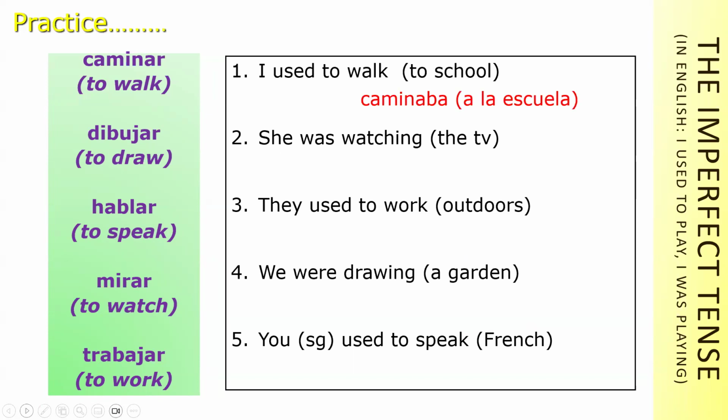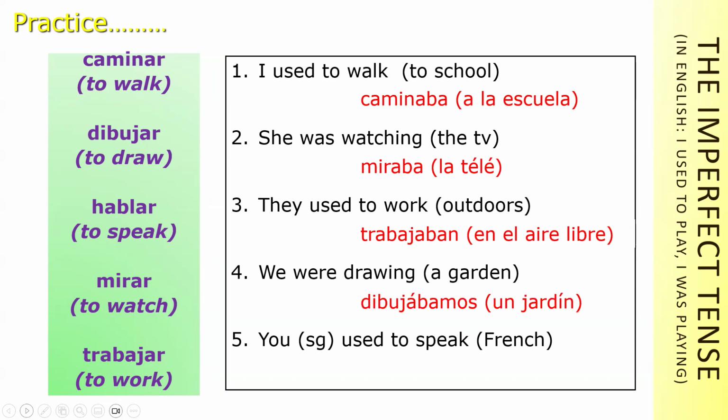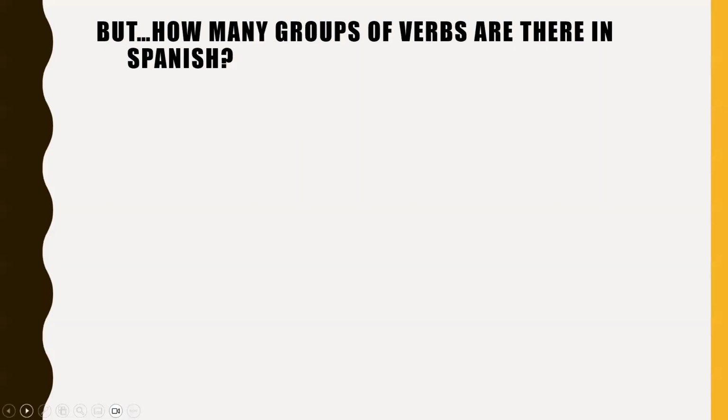So we have number 1, caminaba a la escuela. 2, miraba la tele. 3, trabajaban en el aire libre. You could even say afuera there too if you prefer. Dibujábamos un jardín. And finally, hablabas francés. How did you get on? I hope you did well.